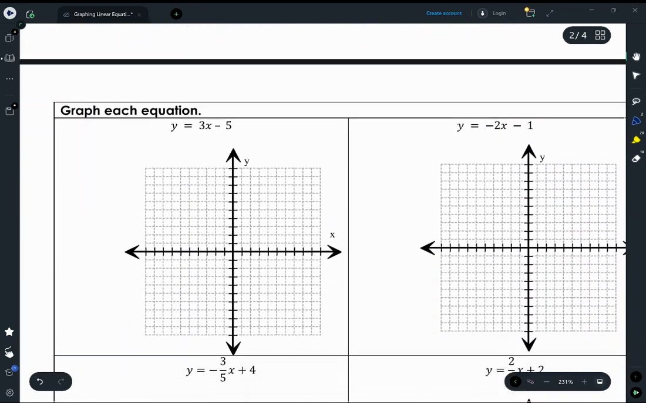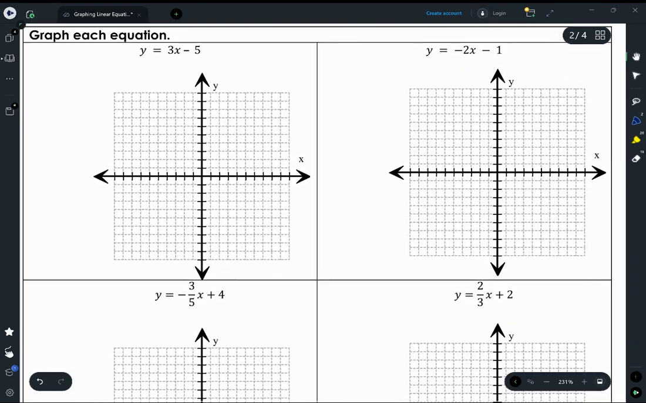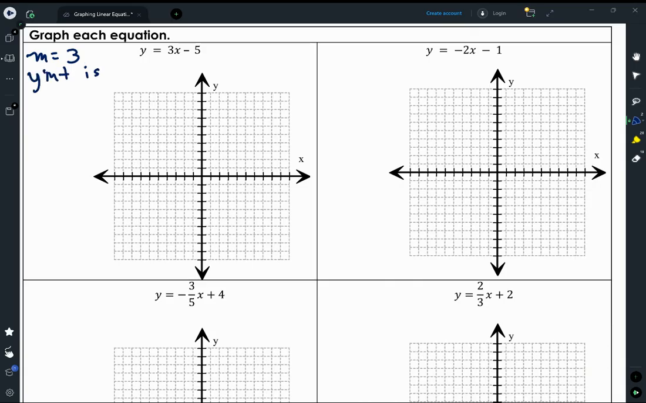So now we're going to actually practice graphing a little bit. So we've looked at what slope means. We've looked at how to identify y-intercept and slope, and now we're going to put it all together and graph. So here my slope is 3, and my y-intercept is 0,-5. So I'm going to start at 0, -5. That's a point right here.